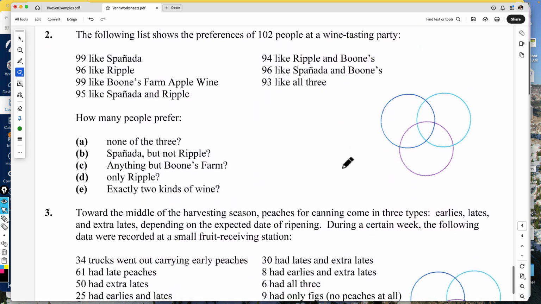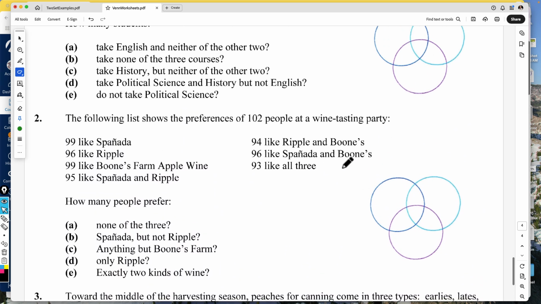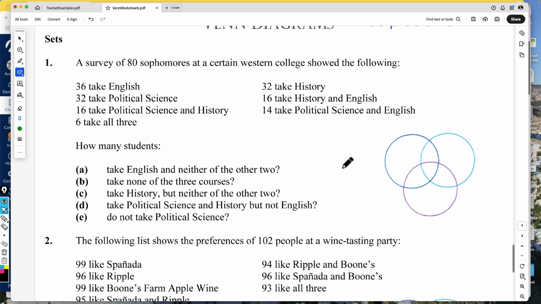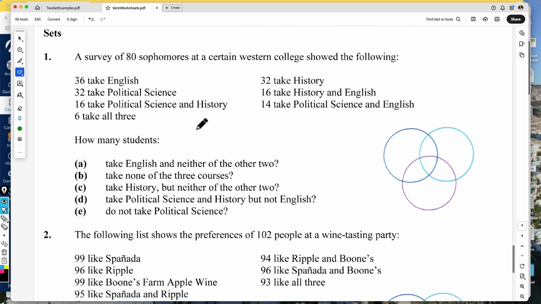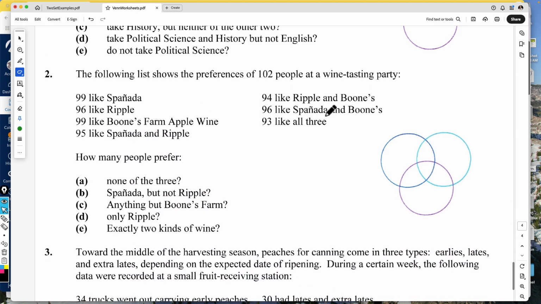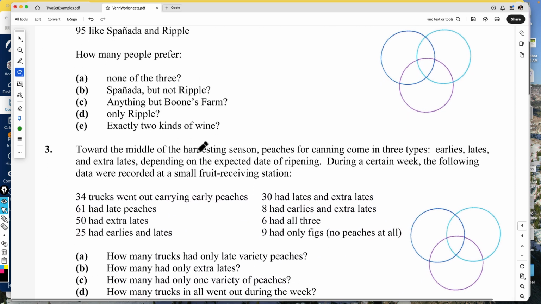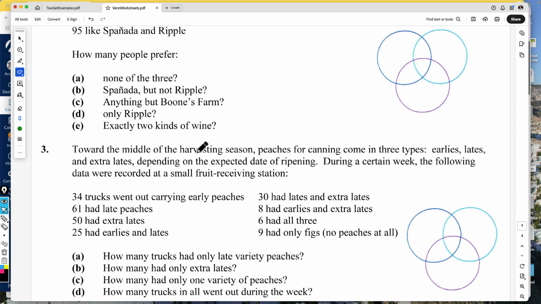There's 3 of these to do, and they're like a survey or some information about 3 sets. There's classes that are taking English, political science, or history. The middle one is about people who go on a wine tasting party, and they have 3 types of wine. Or there's number 3, which is trucks filled with peaches, and they're either early peaches, late peaches, or extra late peaches. We will do one of these together, and then your job will be to do the other two. So I'm going to show you a method that's very similar. It's basically counting through here.